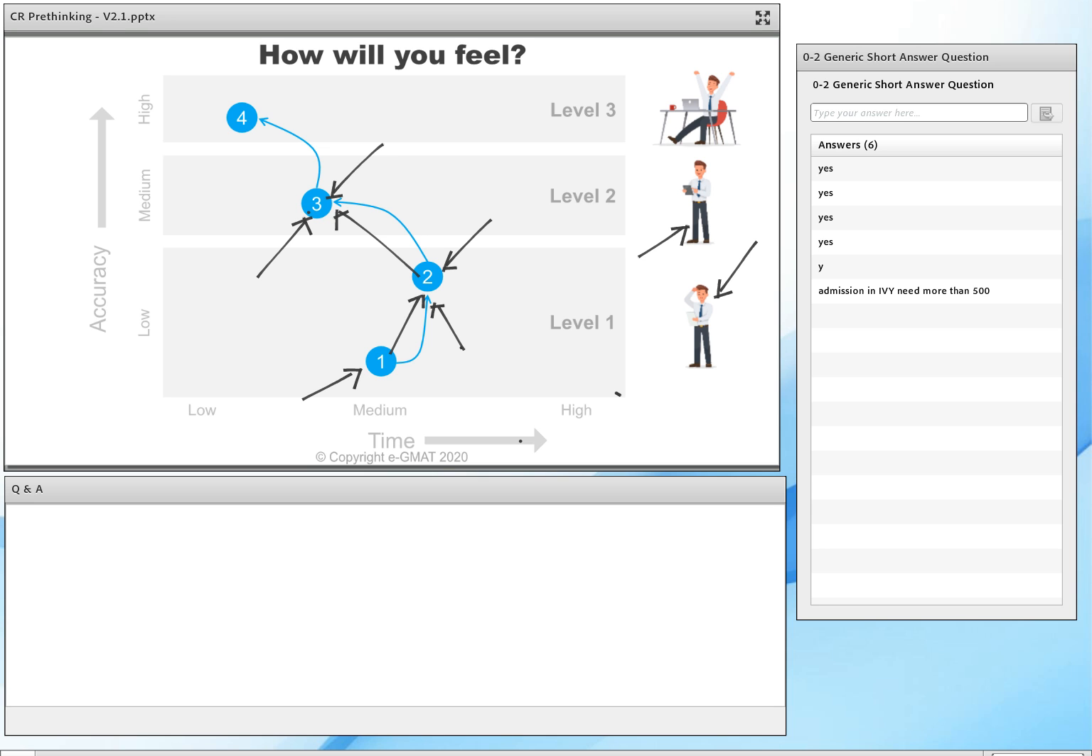But people who get to point 3 and really pledge that they're going to always do pre-thinking get to that 95th percentile. Those are the folks who, frankly, that's the difference between a 710 and a 740. Okay. But the 2 to 3 pivot is really important.